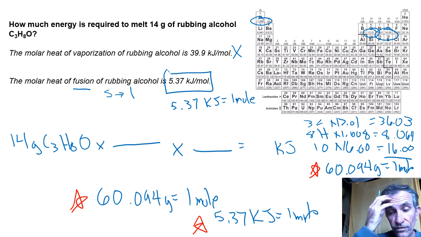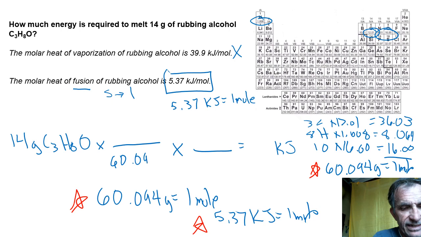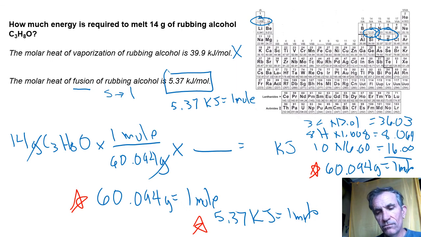Okay, hopefully you got it. Let's see. So grams to moles. Use your 60. I hope you divided by it. If you divided by it, that was the right idea. By grams, now you've got moles. Moles to kilojoules, we're going to use the 5.37.